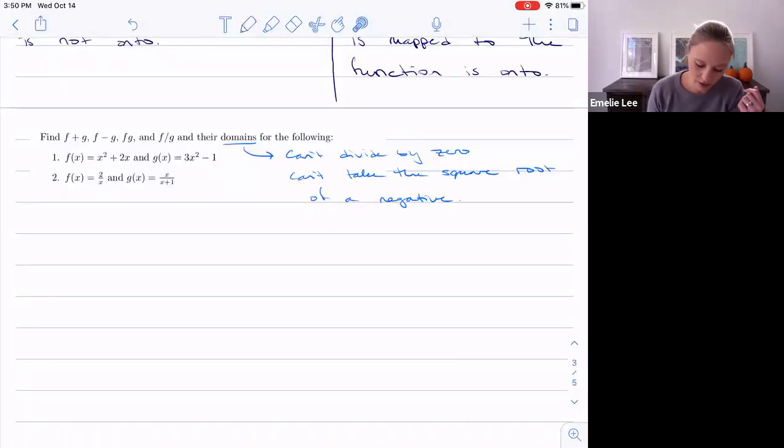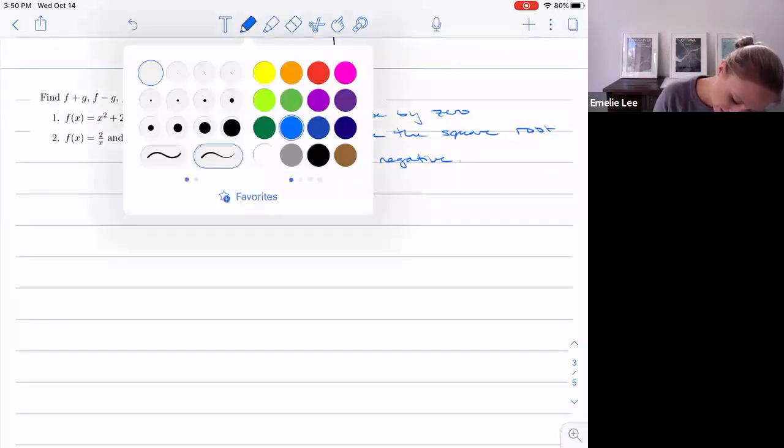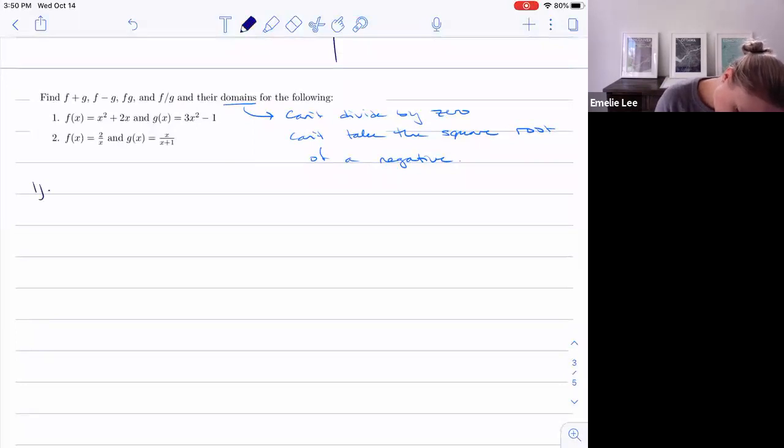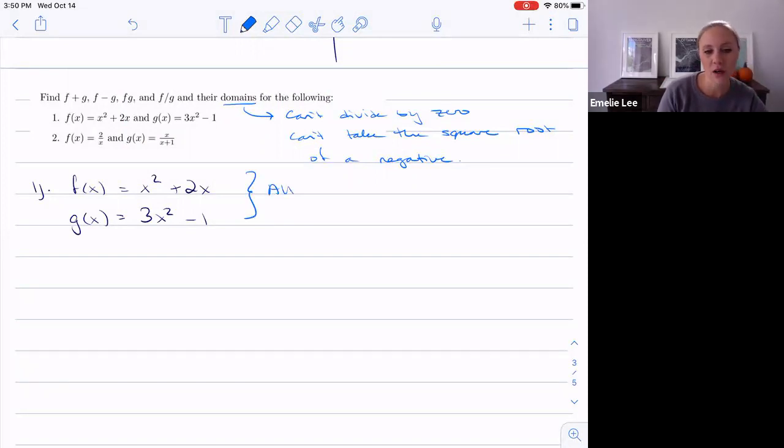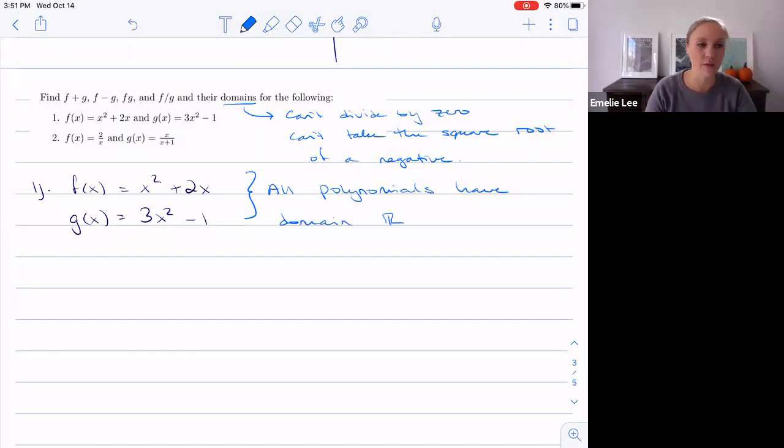So just looking at the first set of functions here, this is a polynomial, x squared plus 2x, and then we've got 3x squared minus 1, that's another polynomial. Polynomials have a domain of all real numbers. You can put in any number that you want, and it's all safe. So here, number one, f of x equals x squared plus 2x, and g of x equals 3x squared minus 1. I'll make a note here, all polynomials have domain, a set of real numbers. So any number that you want to put in there is allowed.